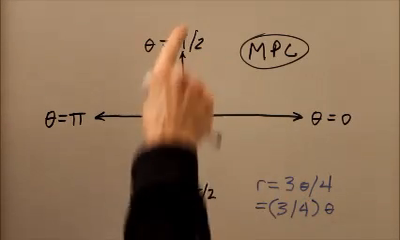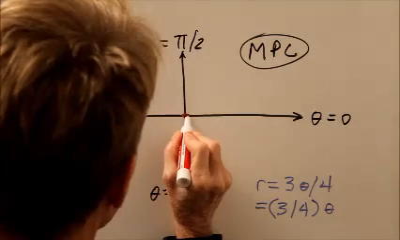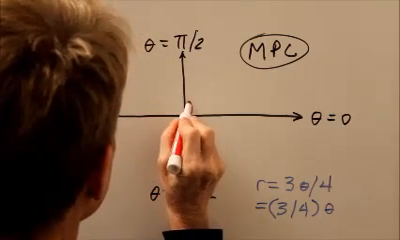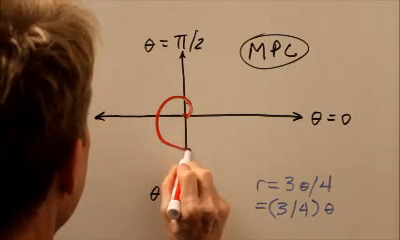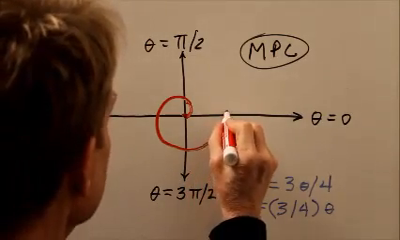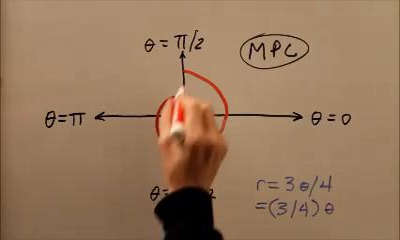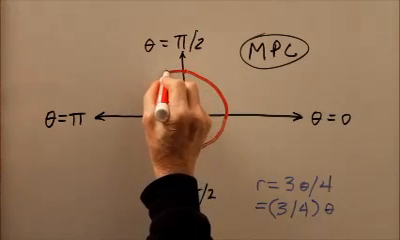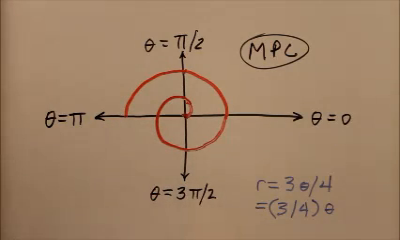When theta becomes pi over 2, the radius becomes 3 pi over 8. Anyway, the radius is going to increase in direct proportion to the direction angle, as you'll be able to see. And if you keep going past here, to make it redundant, this would be 5 pi over 2, and so on and so on. You're going to get a spiral like that.